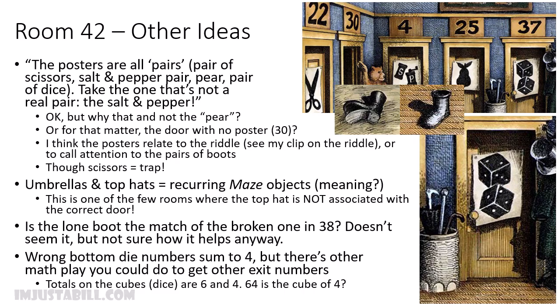And some people have tried to say, oh, well, you take the one that's not a real pair, which is the salt and pepper. Okay, why that, though? Why wouldn't you just take the PEAR? Isn't that one not the real pair? For that matter, wouldn't you just take the door with no poster, which is back to 30? I think this is just some bad rationalizations people make.